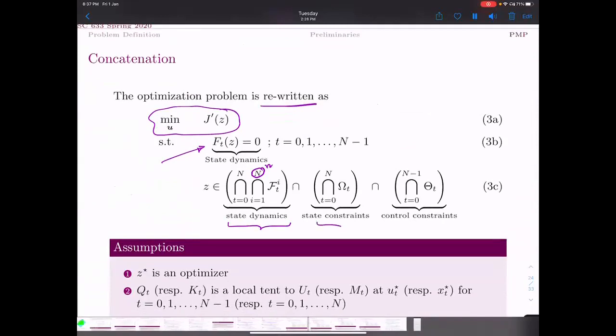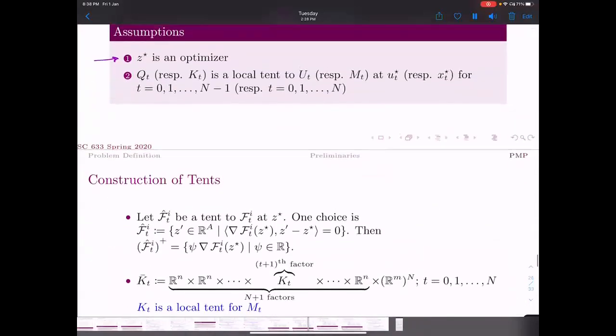Now you have the state constraints and the control constraints, right? So notice, it's the intersection of all these points, because a candidate optimal should satisfy the state constraints, the control constraints, and the state dynamics, right? That's the idea. So now with this, we have something which satisfies this and it is an optimizer, then we go about giving our conditions.